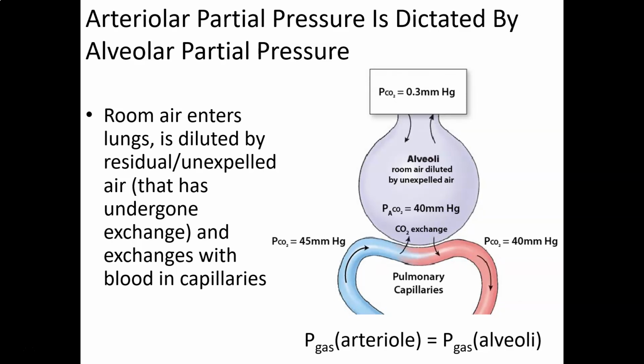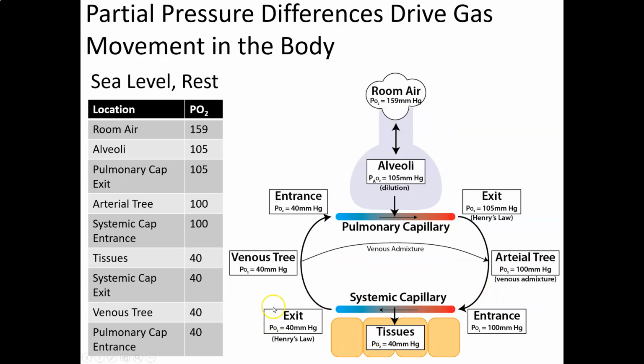Okay, so for CO2, the CO2 comes in at 45, the alveoli is 40. So CO2 is going to leave until it reaches equilibrium, where it's going to come out at 40. That's because of Henry's law. So we can look at that for the tissue and everything else, but we'll save that for the next video.